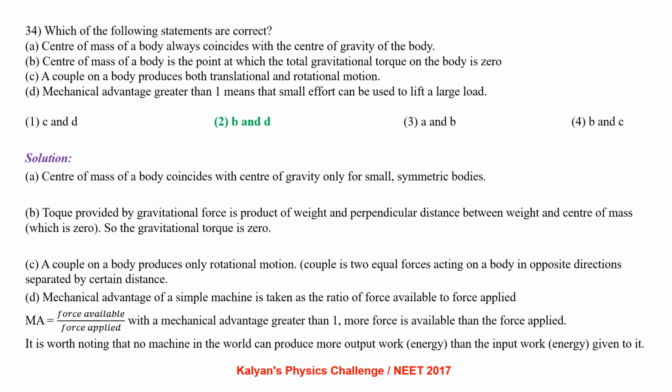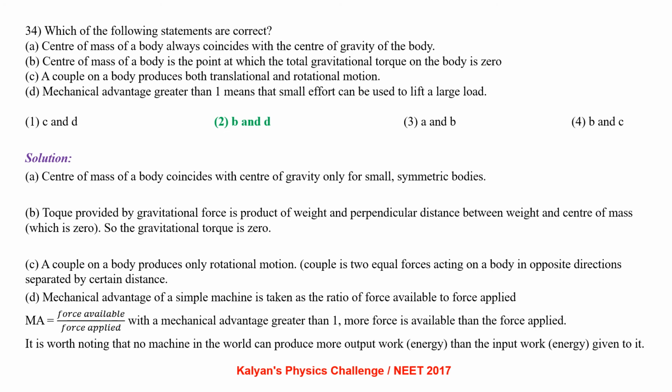Which of the following statements are correct? Let us see the statements one by one. Statement A. Center of mass of a body always coincides with the center of gravity of the body. The statement is wrong because center of mass and center of gravity will coincide only when the object is small and it is symmetric. Coming to the second statement, center of mass of a body is the point at which the total gravitational torque on the body is 0.